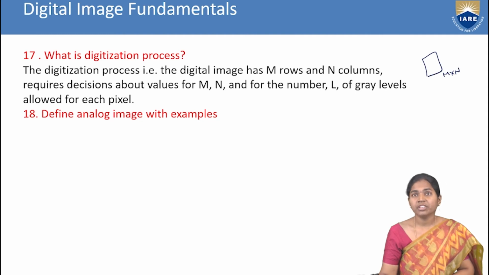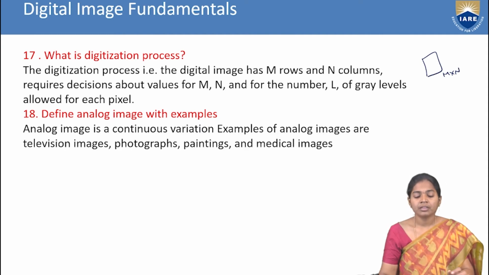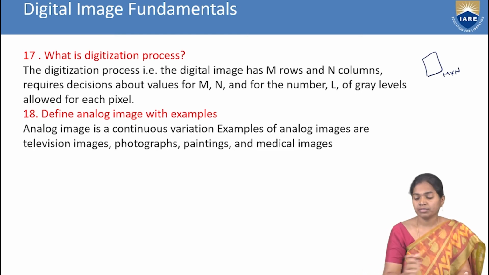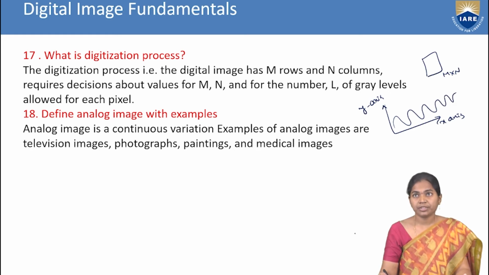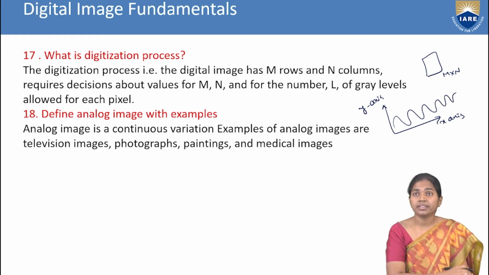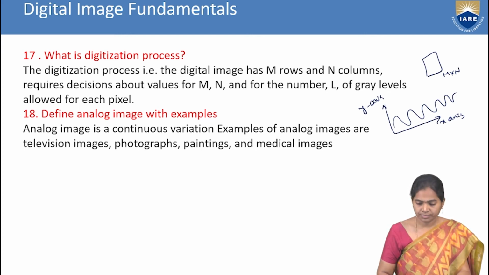Define analog image with examples. An analog image is nothing but a continuous variation. Here it is the x-axis, here it is the y-axis. The input varies continuously with respect to time; it is continuous in form. Examples of analog images are television images, photographs, prints, paintings and medical images.